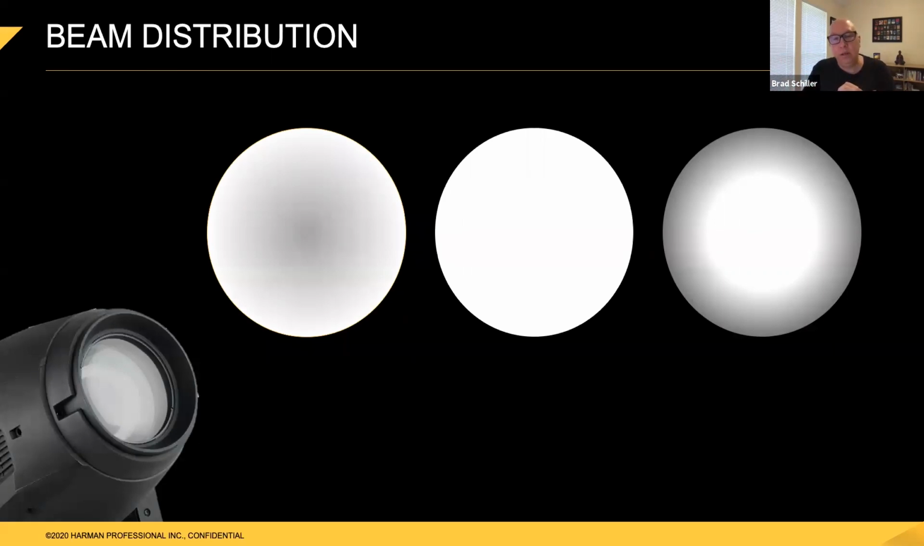And then finally, on the right side, you see that there's a hot spot. And the hot spot, you might notice in a lot of beam type fixtures, which is great. We want that when you're doing beamage in the air and beams flying around, because the eye is drawn to that tight, narrow beam in the center.